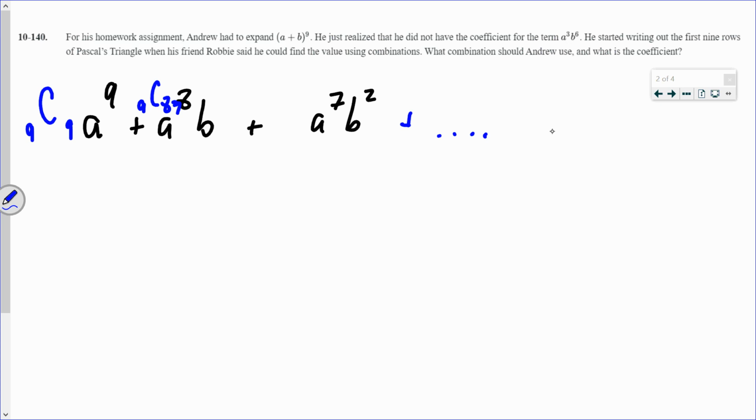So if I go ahead and keep going, I know then the coefficient of a cubed b to the sixth is going to be 9 choose 3. And then it's going to be a to the third, b to the sixth.